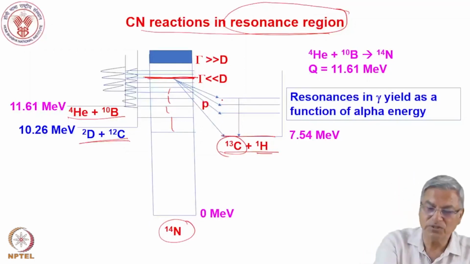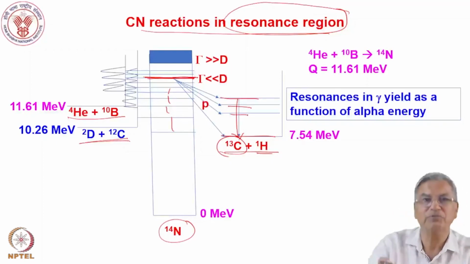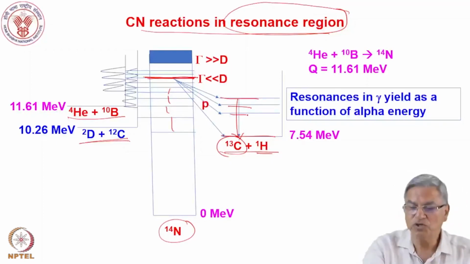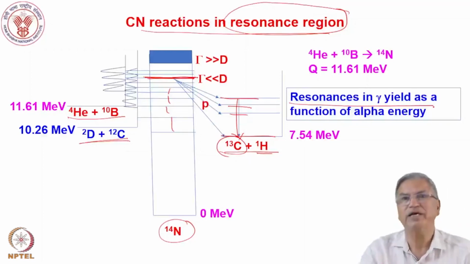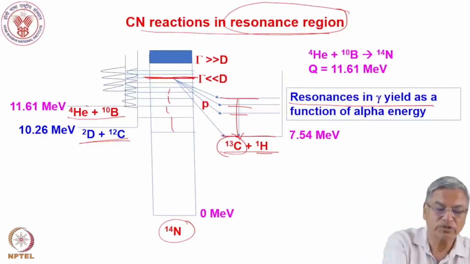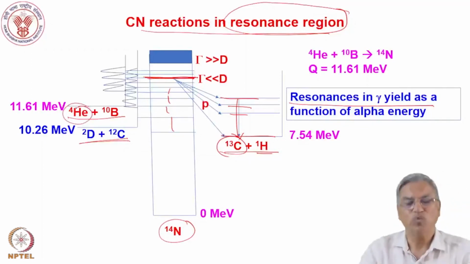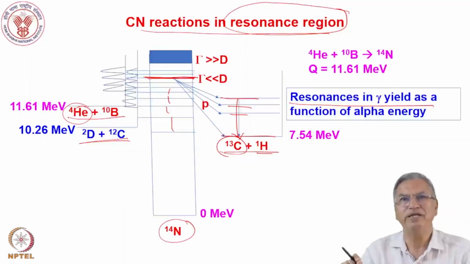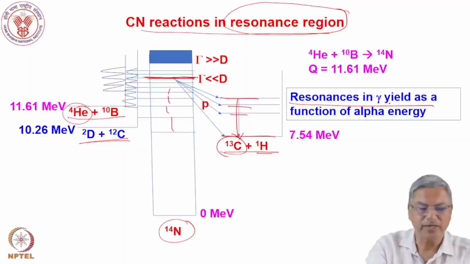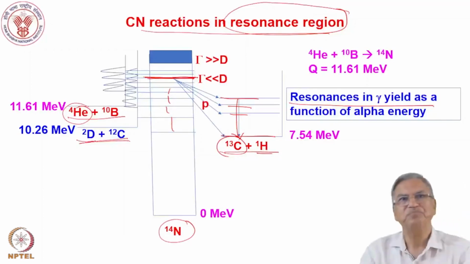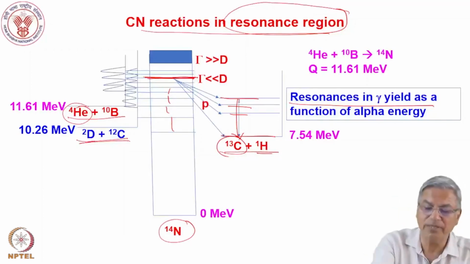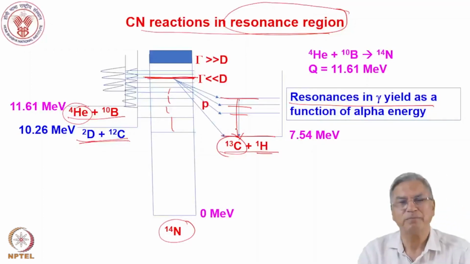And there can now be even gamma emission from the excited states of carbon 13. So that will give you resonances in the gamma ray as a function of projectile energy. So what you do, you measure the gamma ray yield, vary the alpha energy, you measure the gamma ray yield, vary the deuteron energy, and you will see these gamma rays in the spectrum.